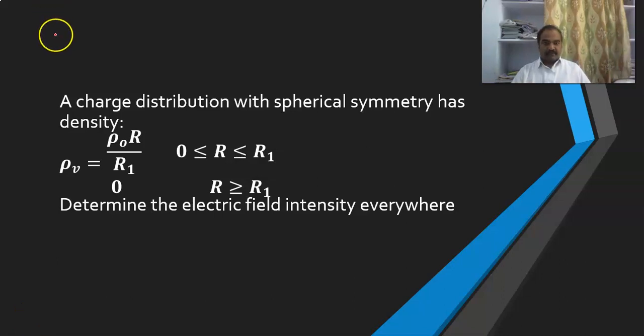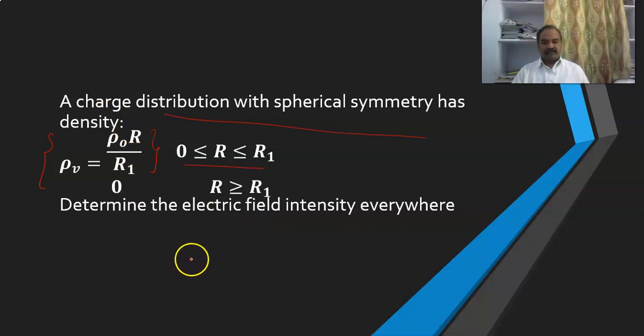Good morning. In the last video lecture, we have seen problem number 1 of tutorial 3. Now we will move on to problem number 2, where a charge distribution with spherical symmetry, the density has been given. This is the volume charge density inside the sphere, and outside the sphere we don't have any charge. So determine the electric field intensity everywhere.